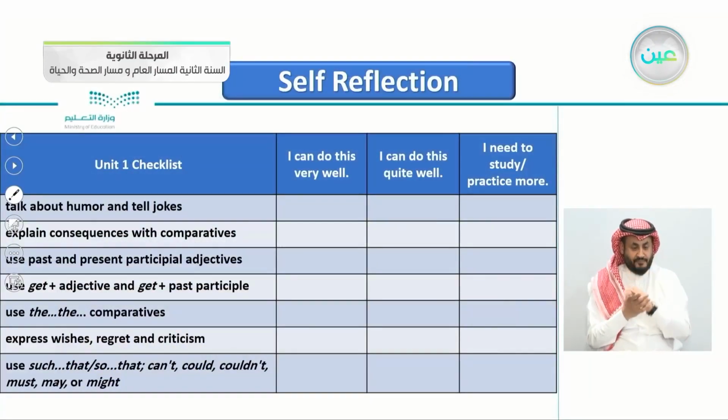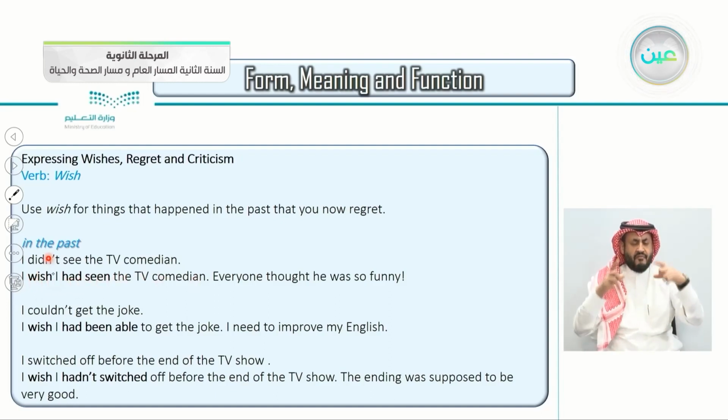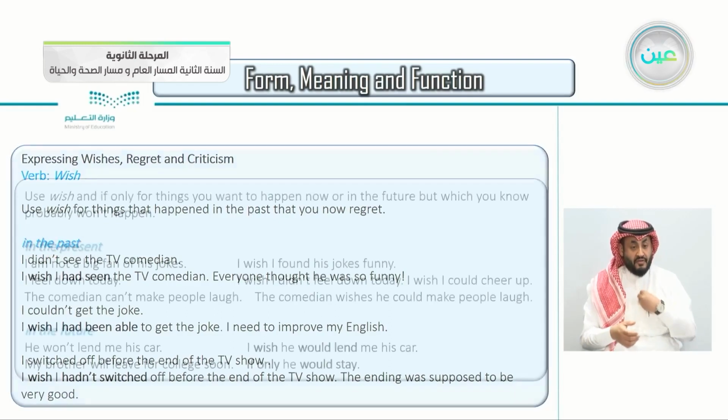Also, expressing wishes, regret, and criticism. If you remember this lesson from the form, meaning, function, we use wish for things that happened in the past that you now regret. For example, when you say, I wish I had seen the TV comedian, because you didn't see it last night, so you regret not seeing him. Another example: I couldn't get the joke. I wish I had been able to get the joke. Notice all of these are in the past.